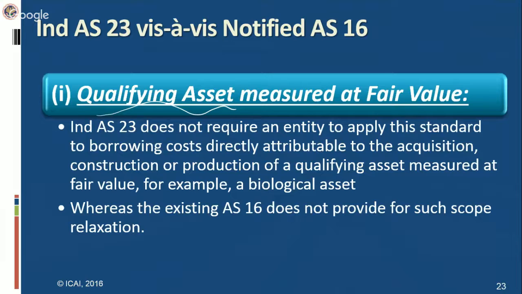Now, what is a biological asset? All living animals or plants related to agricultural activity and agriculture produce are basically biological assets. However, existing AS 16 does not provide for any such relaxation, because as per AS 16, the entity is required to apply it to all the borrowing costs related to acquisition, construction, or production of a qualifying asset. But Ind AS 23 does not require an entity to apply the standard.